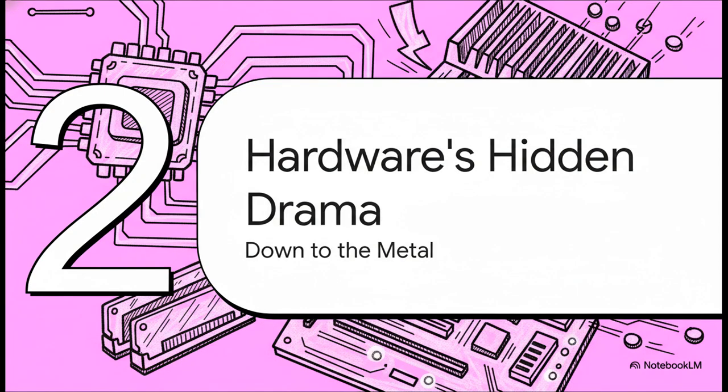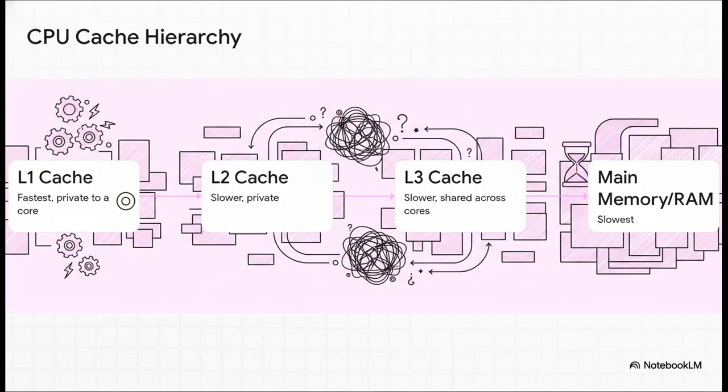So, if concurrency is just about structure, why is it so ridiculously hard? To understand that, we have to go deep. I mean, all the way down to the bare metal. Because the real drama, the real chaos of concurrency, starts with the physical CPU itself. You see, compared to your CPU, your main memory, your RAM, is incredibly, painfully slow.